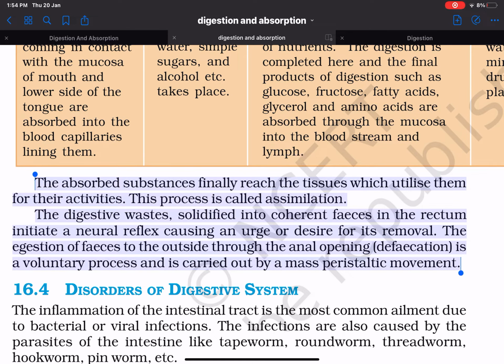The absorbed substances finally reach the tissues which utilize them for their activities. This process is called assimilation. The digestive wastes, solidified into coherent feces in the rectum, initiate a neural reflex causing an urge or desire for its removal. The egestion of feces to the outside through the anal opening, defecation, is a voluntary process and is carried out by a mass peristaltic movement.